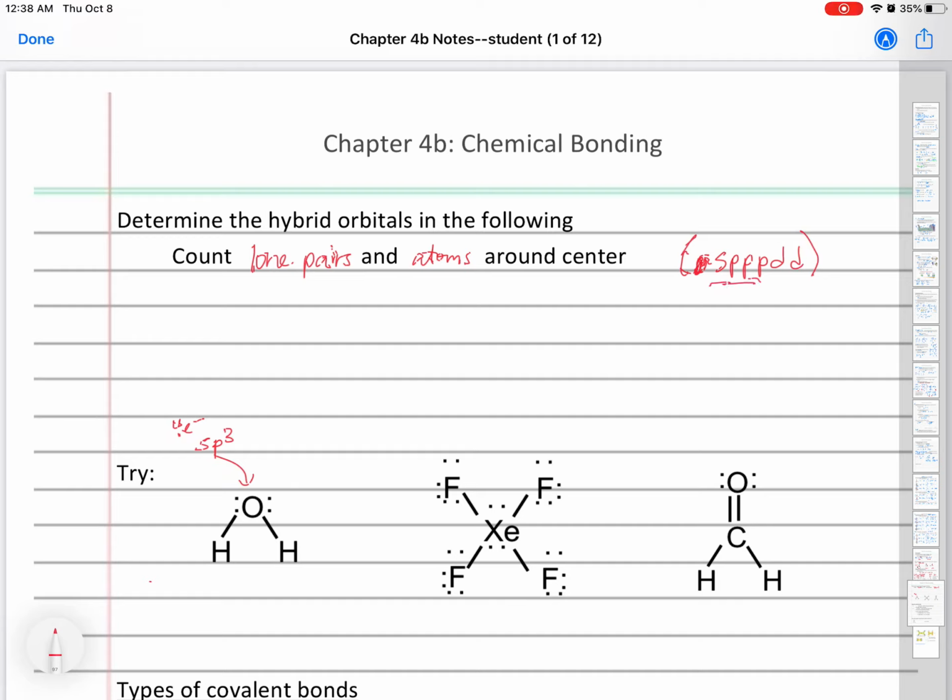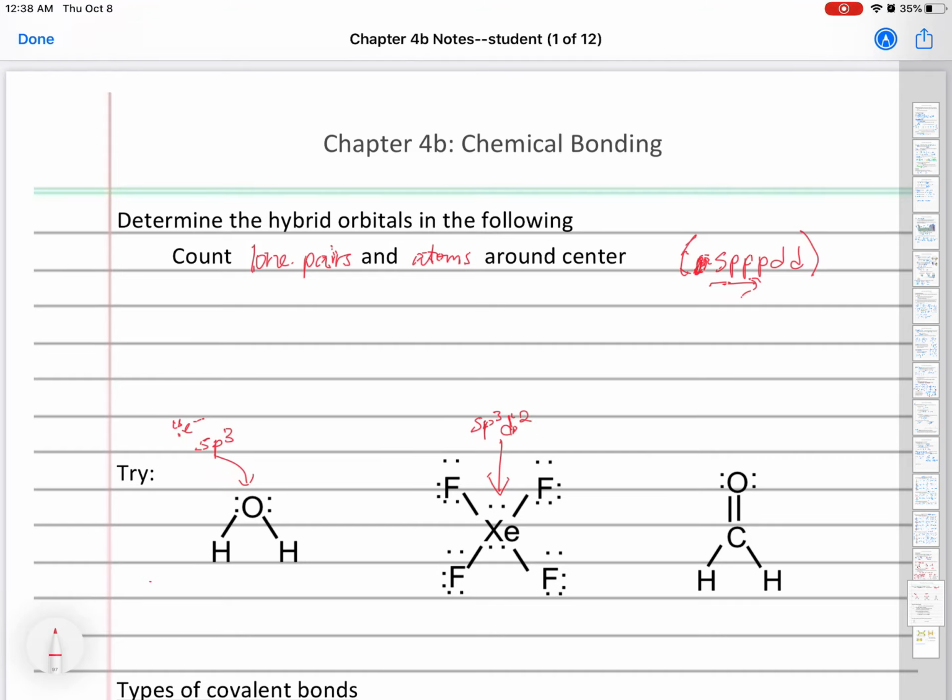SPPP. That's 4 domains. All right. For the xenon here, the central one, it has 2 lone pairs and 4 bonding domains for a total of 6. So that's S, P, P, P, and D, D.